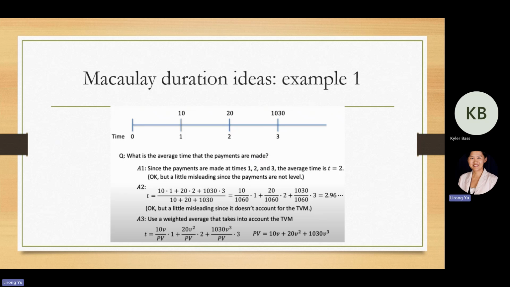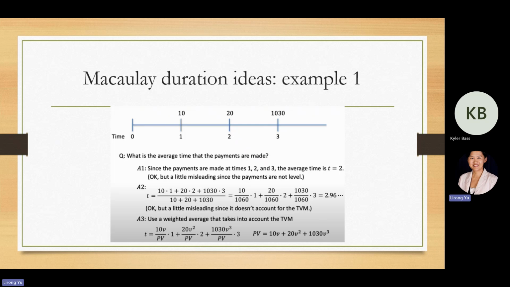The second idea is maybe we can use the cash flow to weight the time. So at time 1, the weight will be 10 over 1,060. At time 2, the weight will be 20 over 1,060, and likewise for time 3. With this, we calculate 2.96. But these calculations do not take into consideration that some payments are later and some are earlier, so it doesn't take into consideration the interest, the time value.